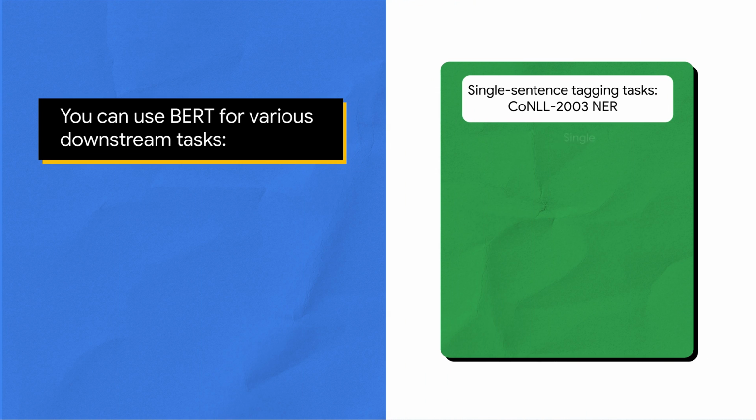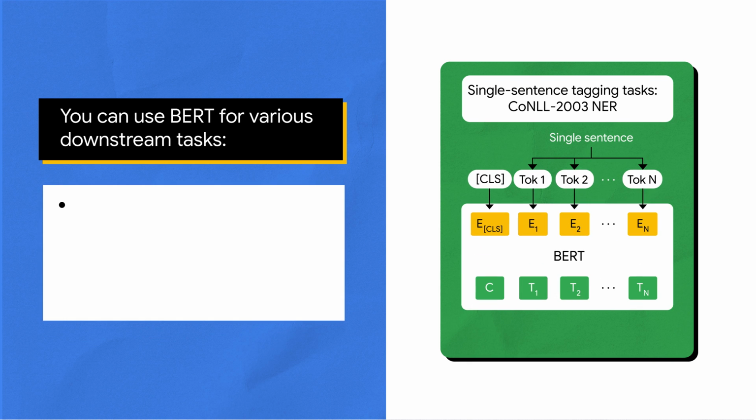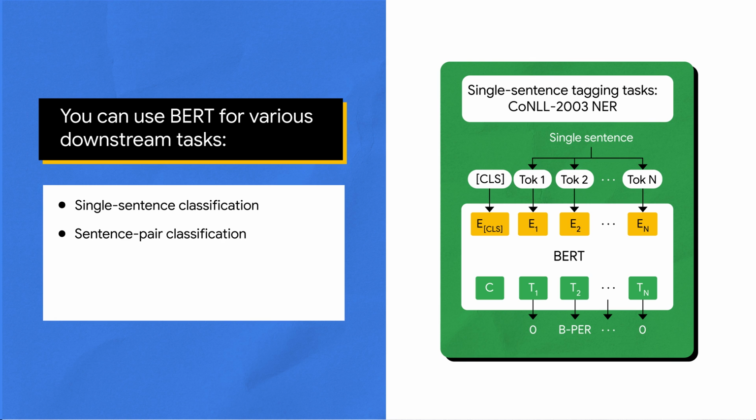BERT can be used for different downstream tasks. Although BERT was trained on masked language modeling and single sentence classification, it can be used for popular NLP tasks like sentence pair classification, question answering, and single sentence tagging tasks.